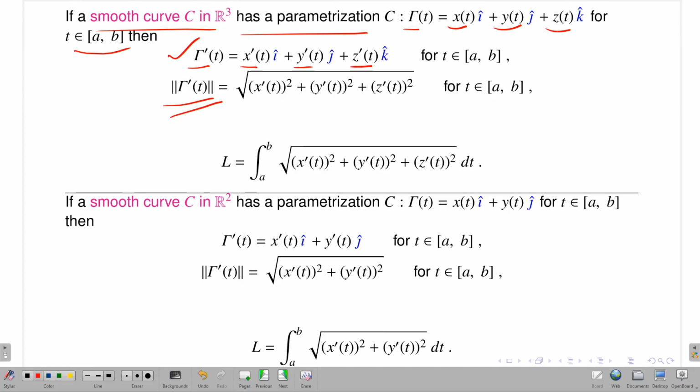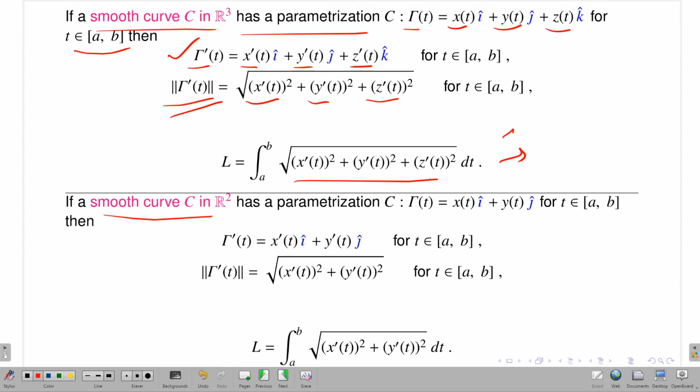Now, if I calculate the Euclidean norm, this is the square root of x prime t square plus y prime t square plus z prime t square. And what is the length? Length is nothing but the integral from a to b of the square root of x prime t square plus y prime t square plus z prime t square, and you have to integrate with respect to the variable t. Right. So, that is the formula for the length of the curve whose parameterization is given by gamma, where gamma is given by x, y, z.